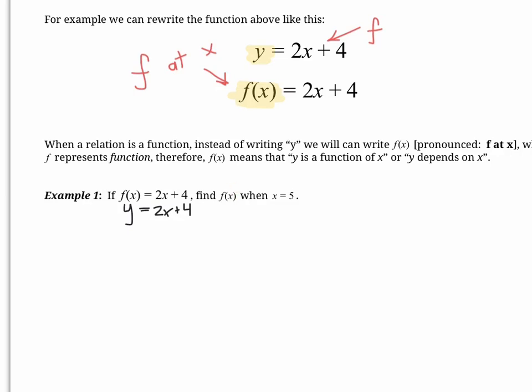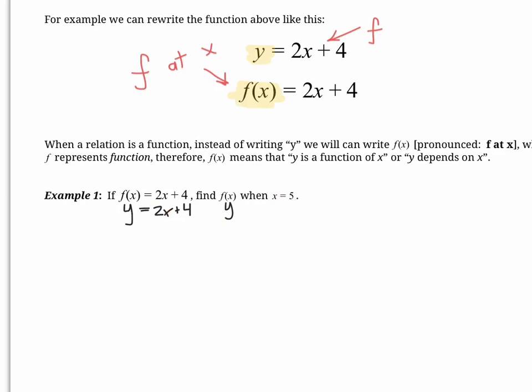So find f at x. What does that mean? Well, f at x just means y. So let's reread this problem after doing these changes. If y equals 2x plus 4, find y when x is 5. Look how simple that problem is. Now it's so easy, right? All we have to do is put 5 in here, and see what pops out for y.